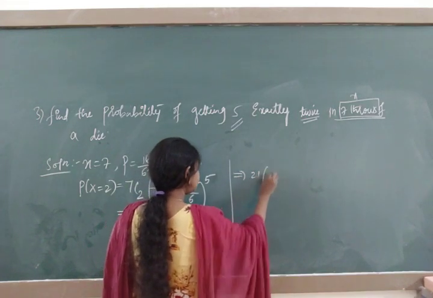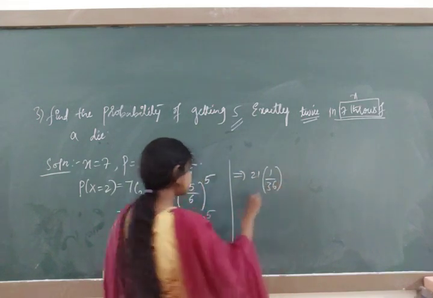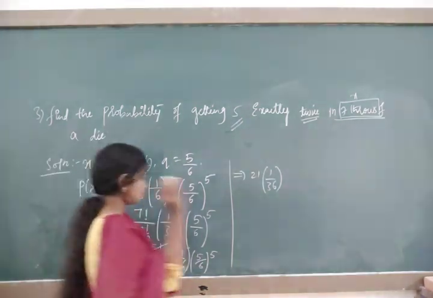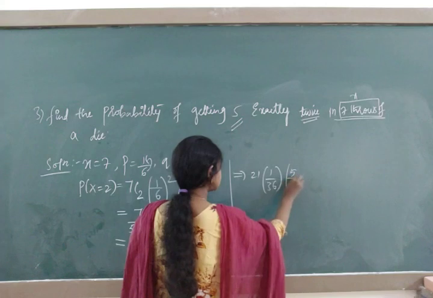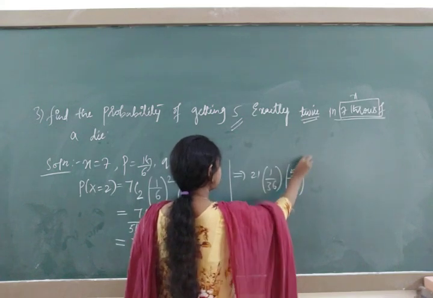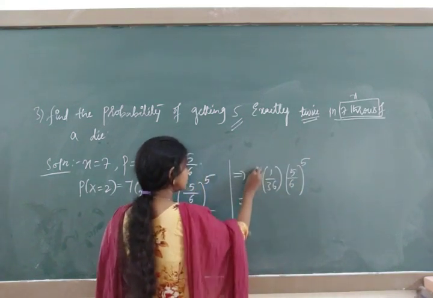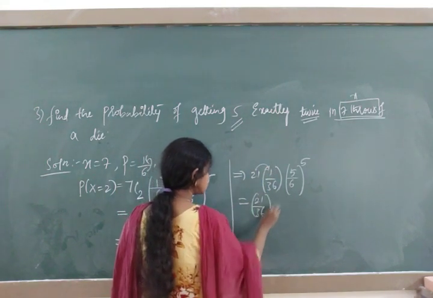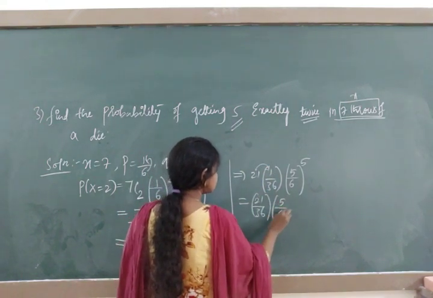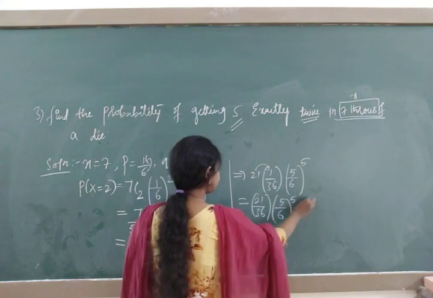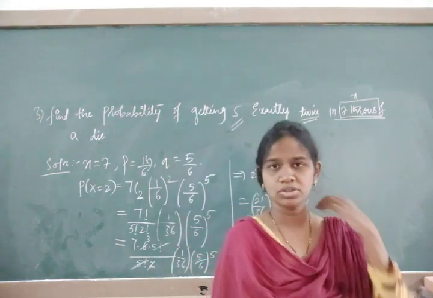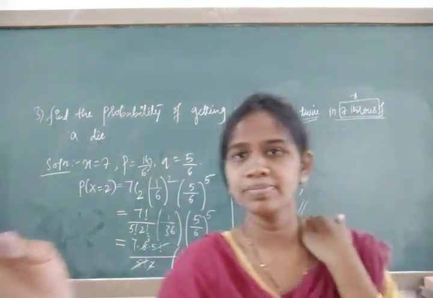5 factorial cancels, 2 ones are 2, 3 sixes are, 7 threes are 21. So 21 into 1 by 36, this is 1 by 36, that is the bigger value, 5 by 6 whole to the power of 5. If you want, you can write, to look nice, 21 upon 36 into 5 by 6 whole to the power of 5. This is also one of the repeated questions. Okay, we will take one more problem.